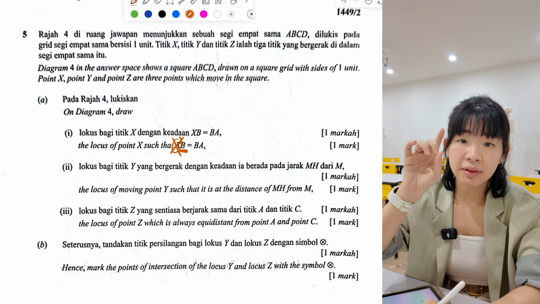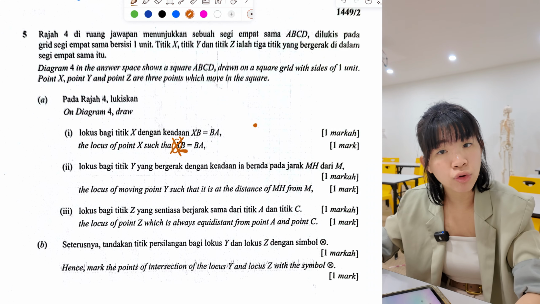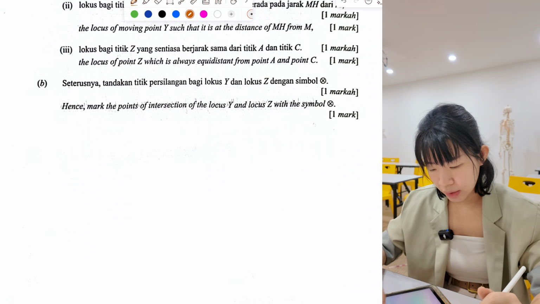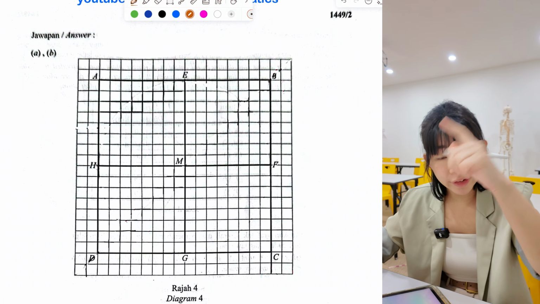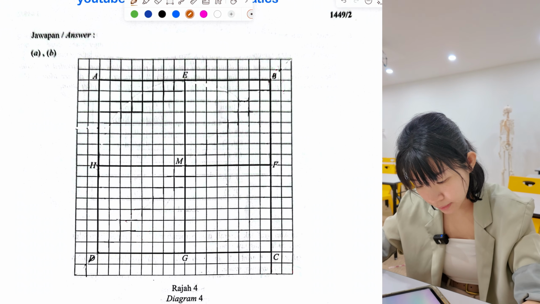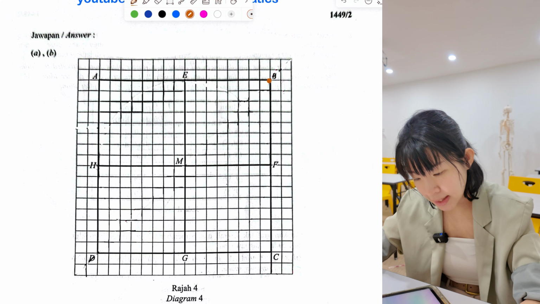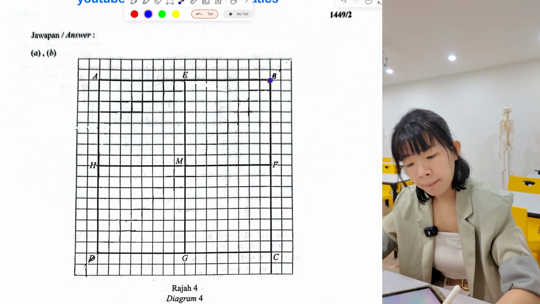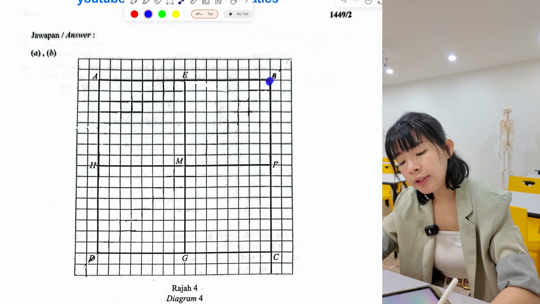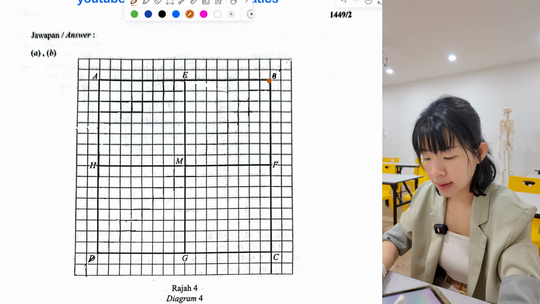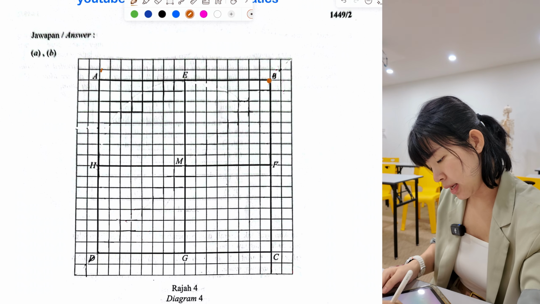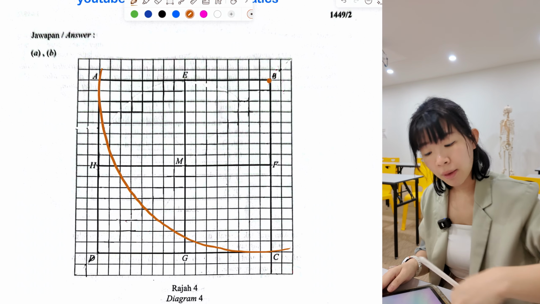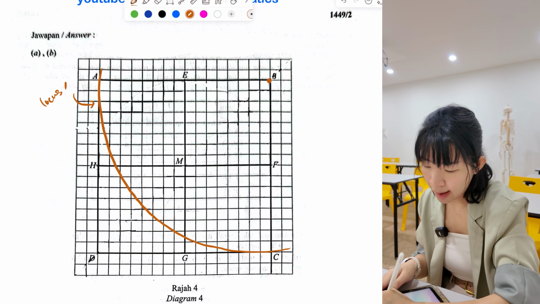Whenever you see 1 point, we have to draw a circle. How big is the circle? As big as BA. So for question A, we need to draw a circle starting from B, as big as BA. Put your compass at B, open the distance of BA and draw an arc. Make sure you draw with a compass. So this is locus X.